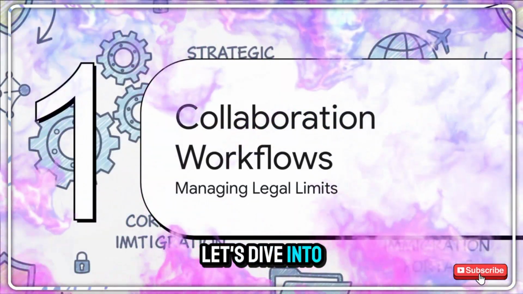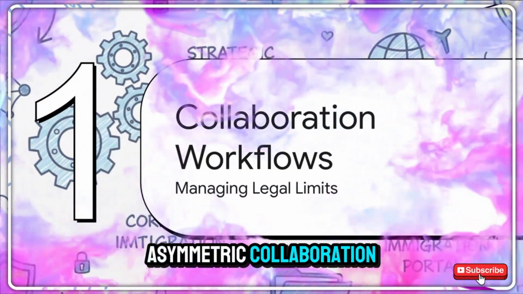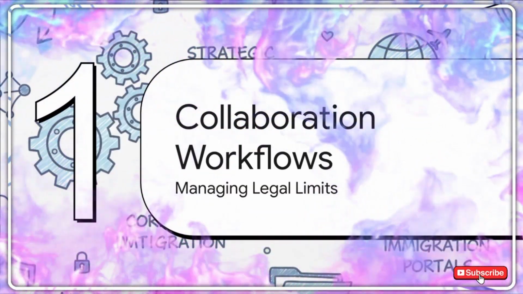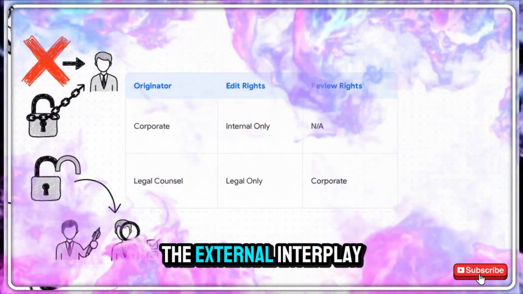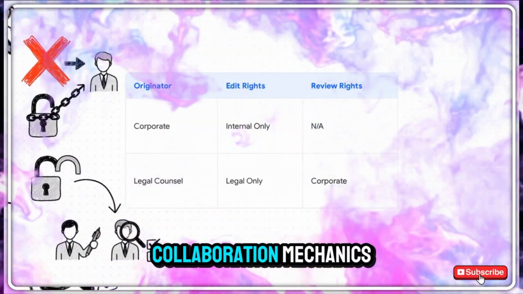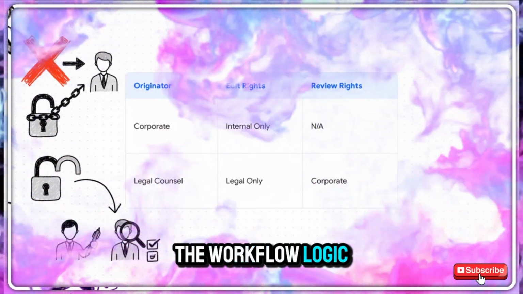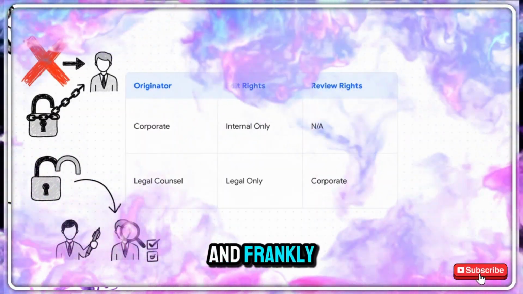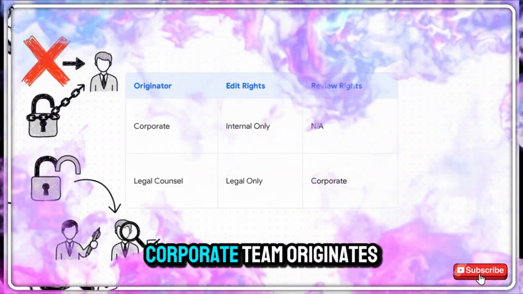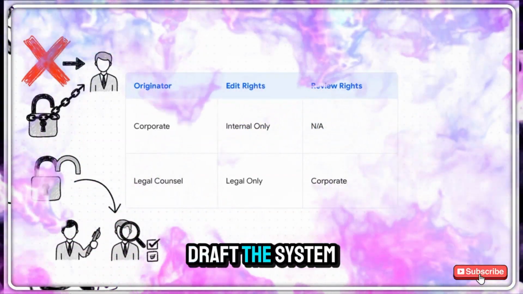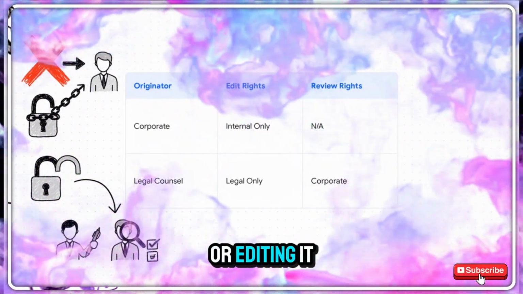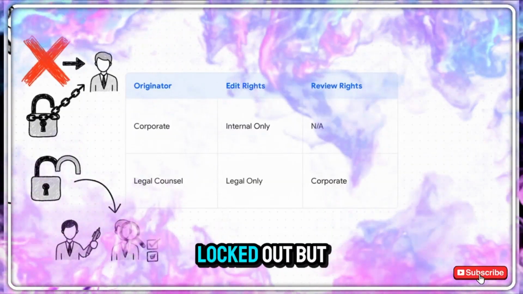Finally, let's dive into Section 4, Asymmetric Collaboration Workflows and Managing External Legal Constraints. This part analyzes the external interplay, exposing some non-obvious constraints built into the collaboration mechanics. The workflow logic is highly asymmetric and, frankly, pretty non-intuitive. For example, if your internal corporate team originates a document draft, the system permanently blocks your external legal counsel from accessing, viewing, or editing it. They are literally locked out.